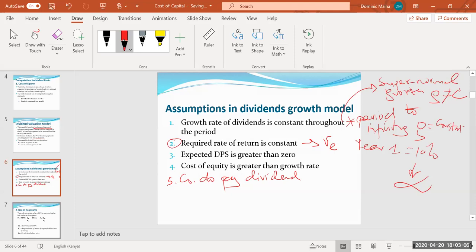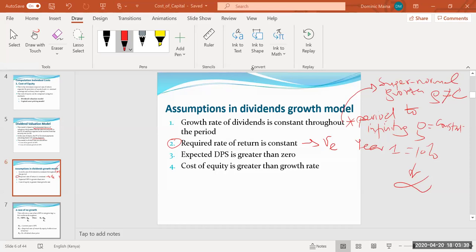Actually, the point I had mentioned as number five is actually point number three: that the DPS is greater than zero. Let me rub off this point number five. It is now our point number three, that the DPS is greater than zero, because otherwise, if that doesn't apply, then you can't apply the model. You can't apply the model where the dividend is less than or equal to zero.